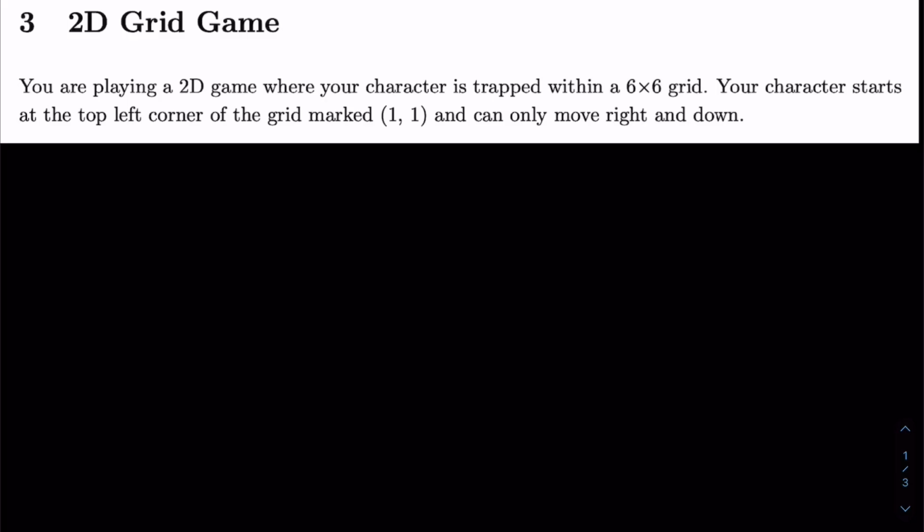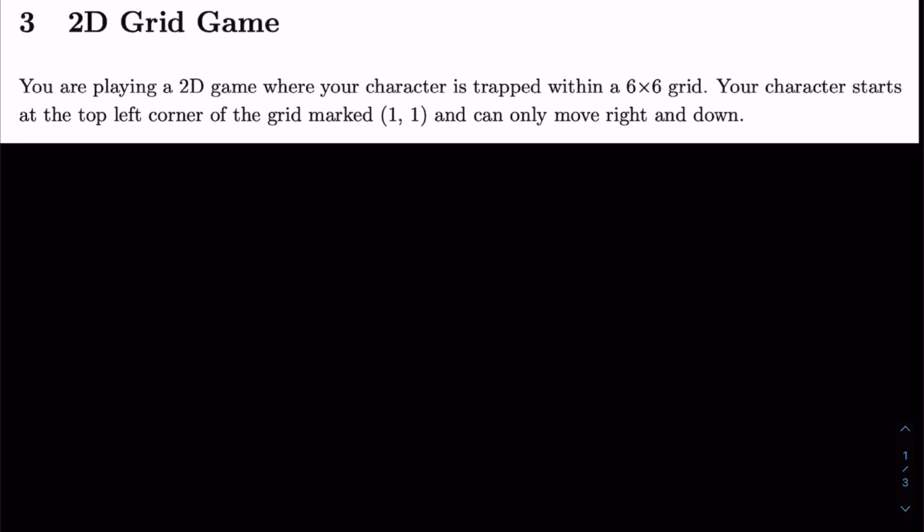Hey guys, I'm here with OpenQuant, ready to solve question number 3, 2D grid game. So this game is a hypothetical where we have our character trapped in a 6x6 grid, and he starts in the top left corner denoted 1, 1, and can only move right and down.